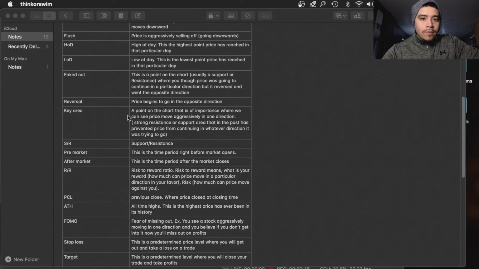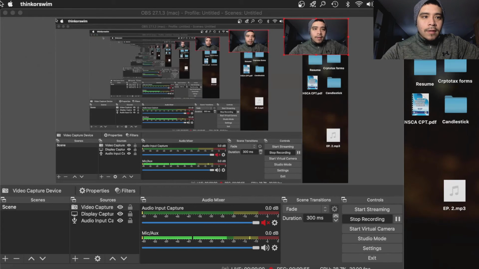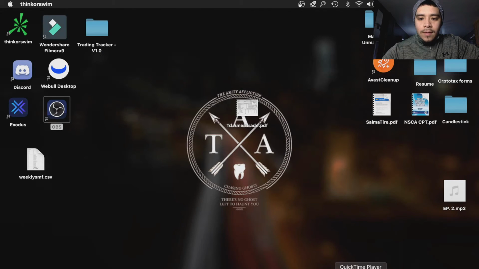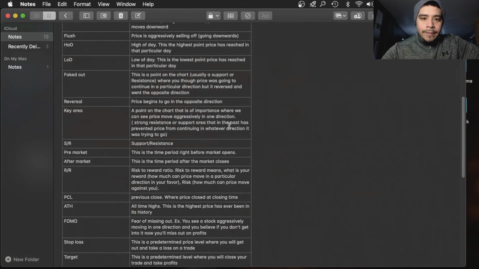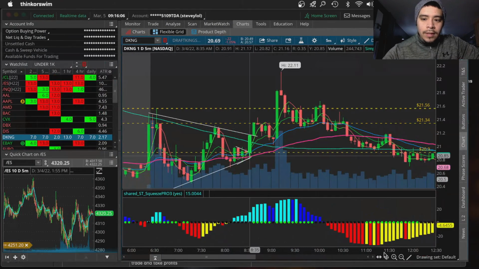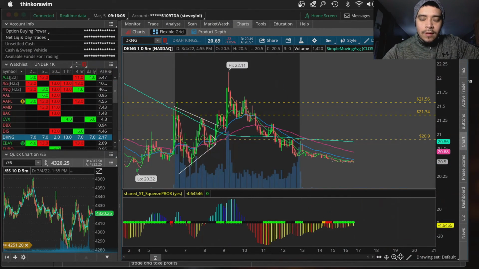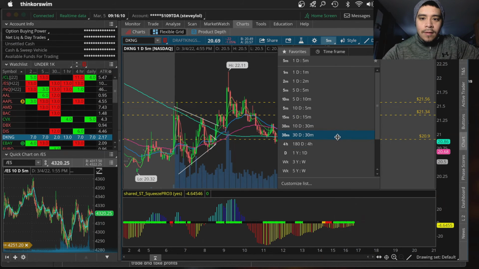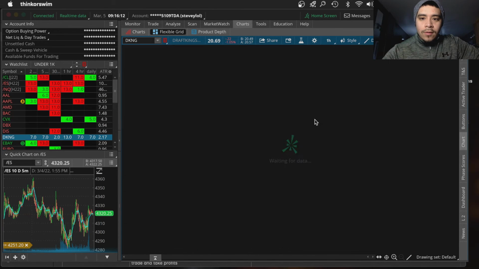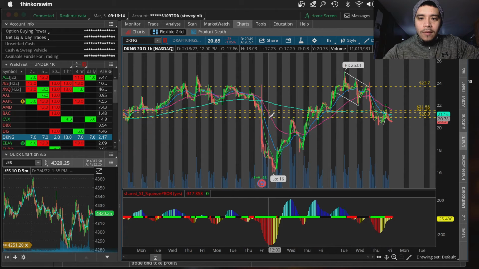Key area: there's a point on the chart that is important where we can see price move aggressively in one direction, strong resistance, and support area. So pretty much, sorry about that, I didn't mean to do that. I wanted the main chart. So it's basically where you see a lot of support, a lot of resistance, and once you break it, you know there's usually going to be a big outward move.